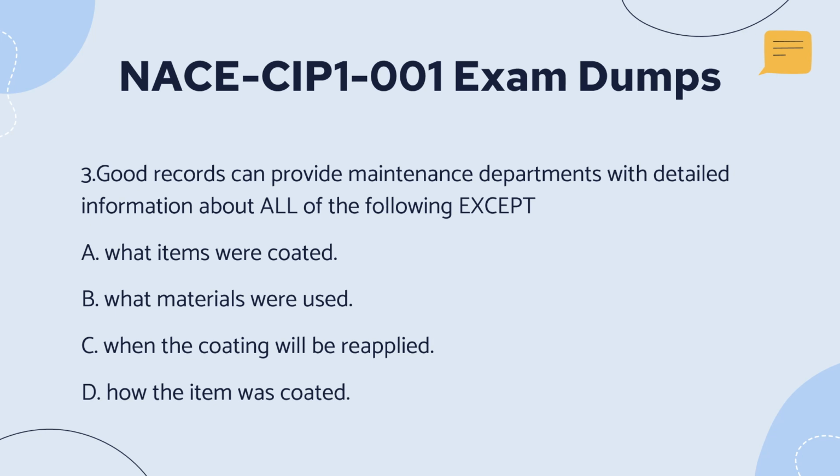3. Good records can provide maintenance departments with detailed information about all of the following except: A. What items were coded. B. What materials were used. C. When the coding will be reapplied. D. How the item was coded.